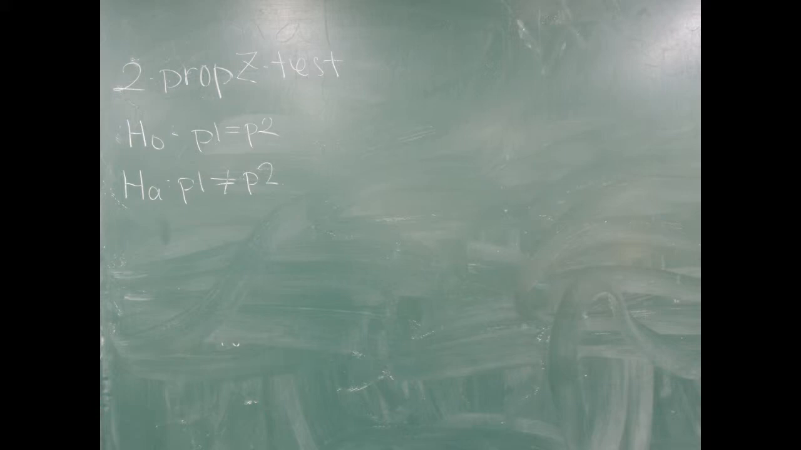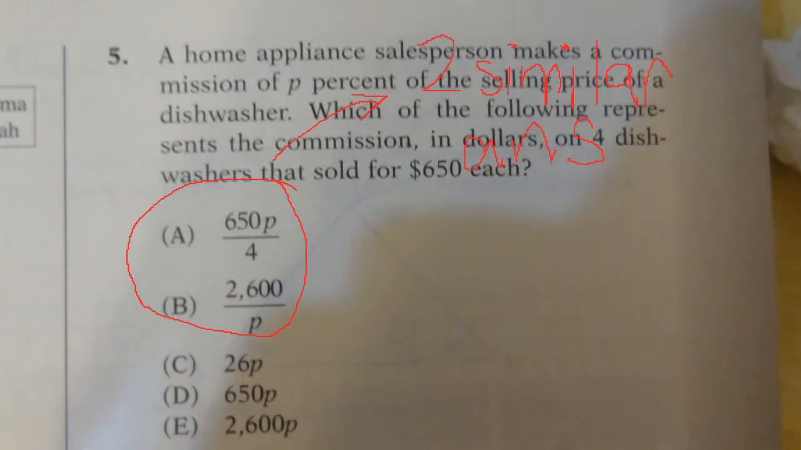I'm the professor and I'm not the same person. Here, as you can see, we are going to use the 2 proportional z-test. Our null hypothesis is P1 is equal to P2. This essentially means that the chance of the correct answer being in a set of 2 similar answers is equal to the chance of the correct answer being in a set of 3 similar answers.